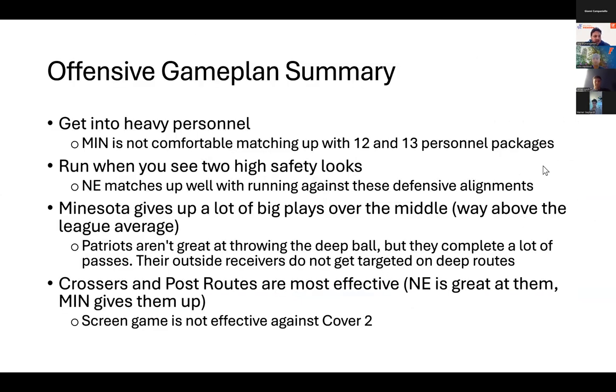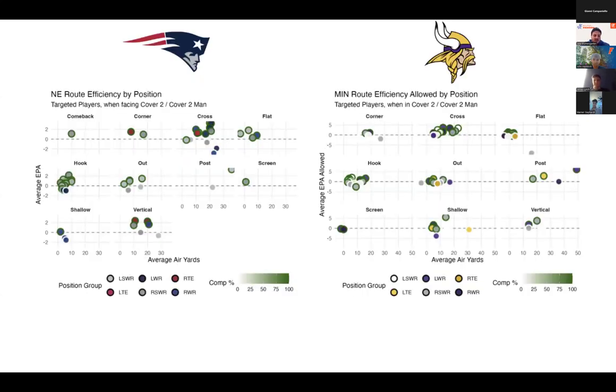And so this kind of summarizes that. Obviously, we've been talking about the run game. We want to run the ball against cover two because it's a safe play and it has a lot of EPA on average. And then, as I said before, Minnesota gives up a lot of big plays over the middle, and then crossers and post routes are most effective. And then also, the screen game is not very effective in cover two. If we go back to the last chart, we can see that the EPA was in the negatives, or it wasn't very high. So yeah.